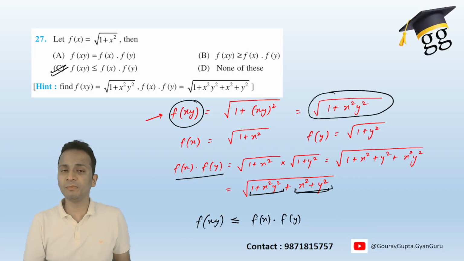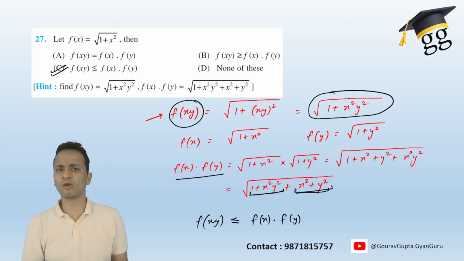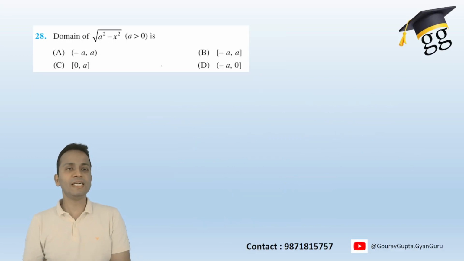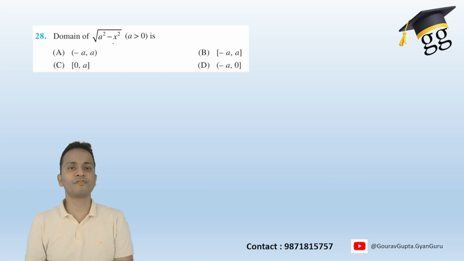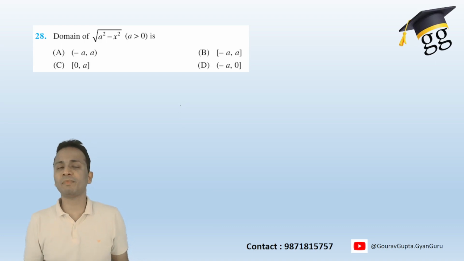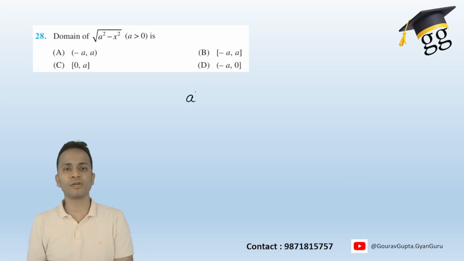For 27 there was a hint given, but definitely we don't require any kind of hint to get the answer of this question. Now question number 28, we'll have to find out the domain of under root of a square minus x square. Pretty easy. Square root function. Inside the square root, a negative value is not acceptable. So whatever I have inside the square root, a square minus x square, should be greater than or equal to 0. Or I can say that x square will be less than or equal to a square.